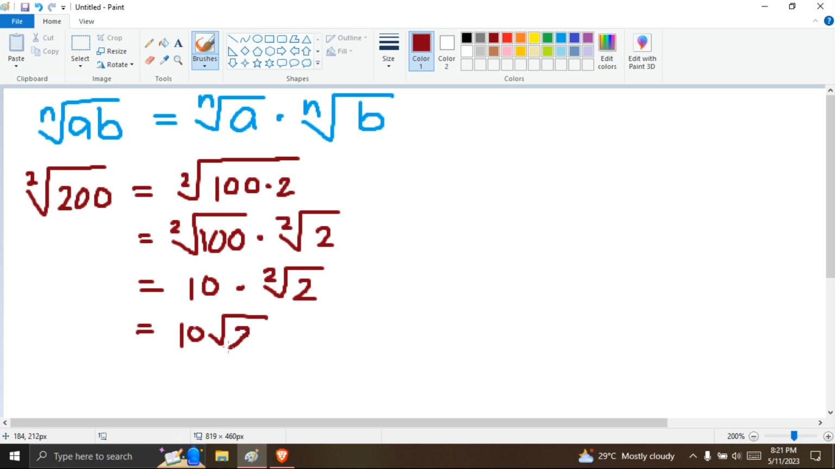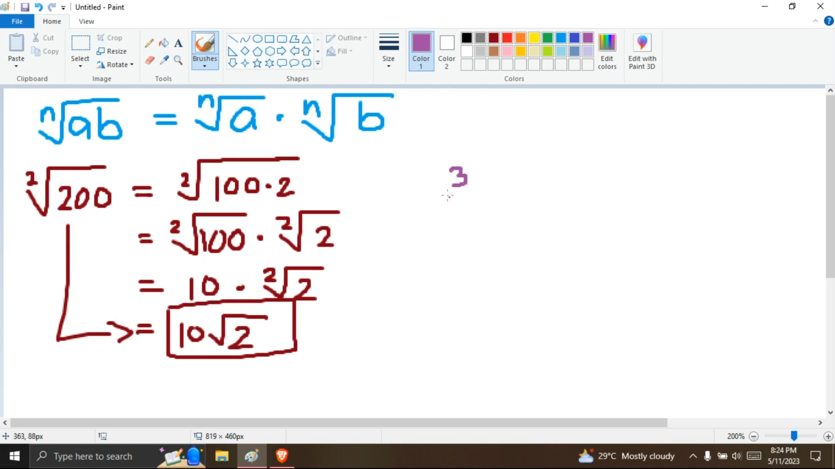So the final answer should no longer have an index of 2, because it is understood that a radical sign without an index, without a number indicated beside the radical sign, is 2. And it means that it is the square root. Okay, so therefore your answer is 10 the square root of 2. So the square root of 200, the answer is 10 the square root of 2. Okay, so let's have another example.